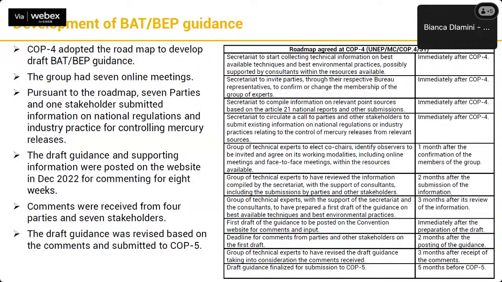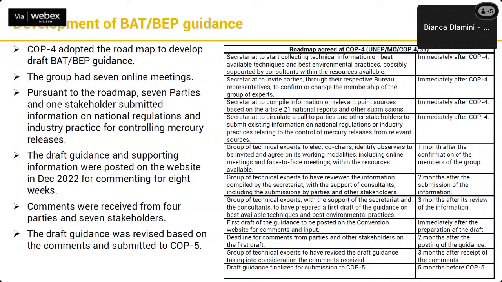In my last slide, the work of the group after COP4 to develop the BEP guidance is presented. COP4 adopted the roadmap to develop the BEP guidance as the group had proposed. The roadmap included an invitation to parties and stakeholders to submit information on national regulations and industry practice and commenting on the draft guidance before submission to the COP. Since the work of the group shifted from the release inventory to control technologies, parties were also invited to review the nomination of experts and replace as appropriate. The group worked electronically as we had done before, and the group had 7 online meetings.